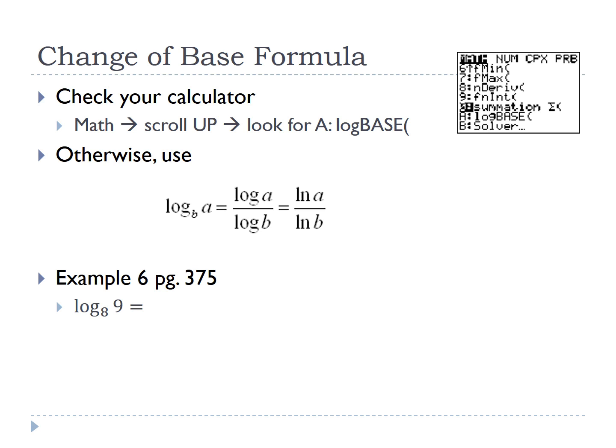For those of you who can use your calculator to do the log base, you'd hit math, look for letter A, and I'll say log base. Then you can use whatever log you want. If you don't have that function on your calculator, you'll use the change of base formula. So basically what we do is take this and split it into two logs. We'll use the common log because our calculator can do that. This will be log of 9 over log of 8. The base goes on the bottom, the other one goes on the top, and then you'd be able to calculate that.